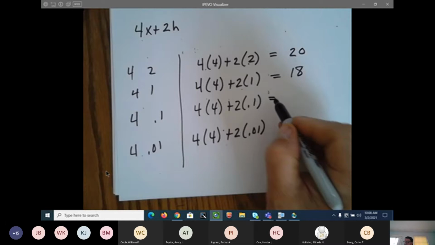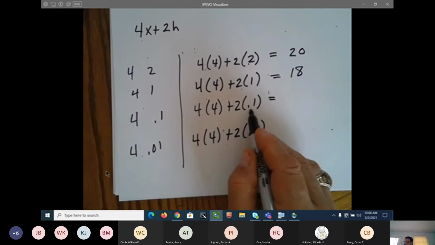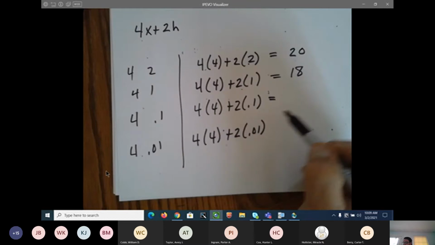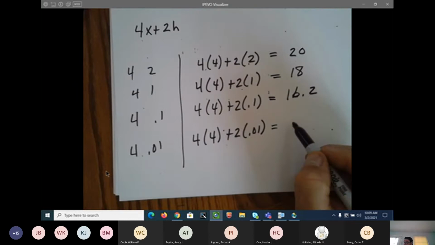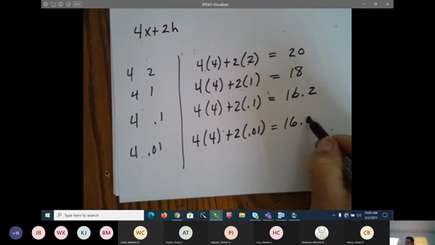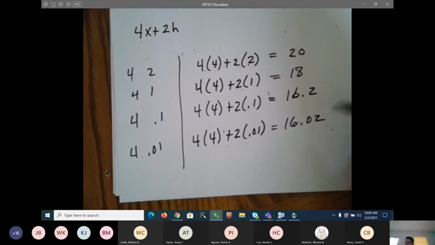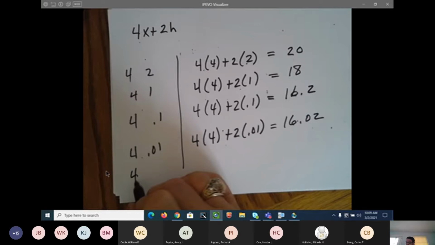16 plus 2 times 0.1, 2 dimes is 20 cents, so 16.2. Y'all check me. 2 cents, 16.02, and it's converging on 16, this looks like. You go from 20, so it looks like it's converging, and you can carry it one more. That's going to be 16.